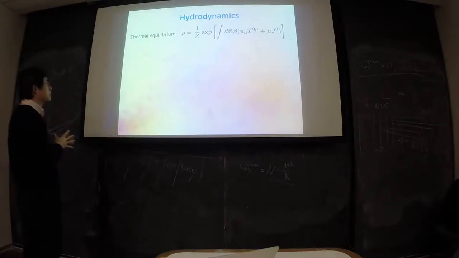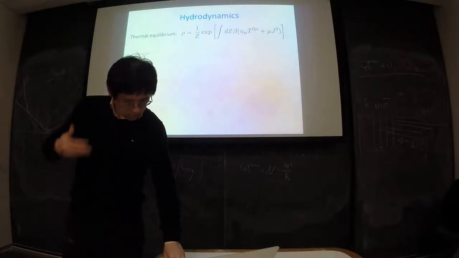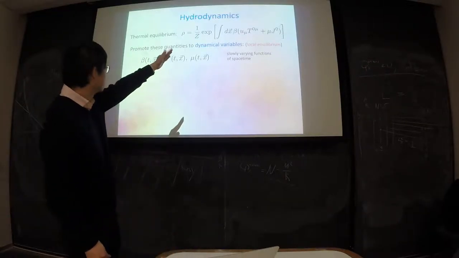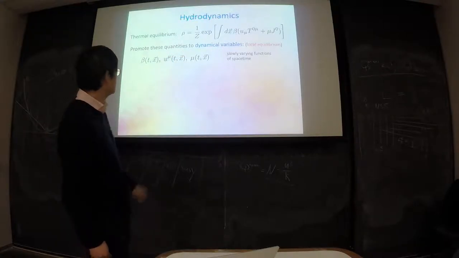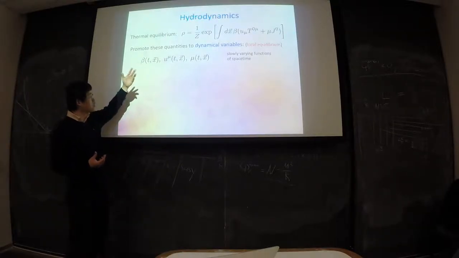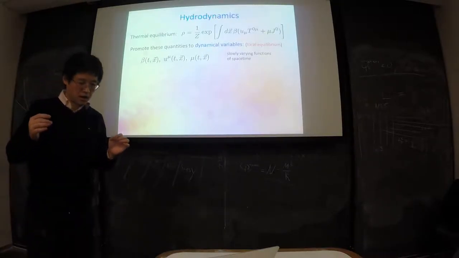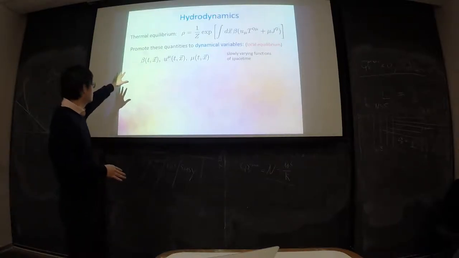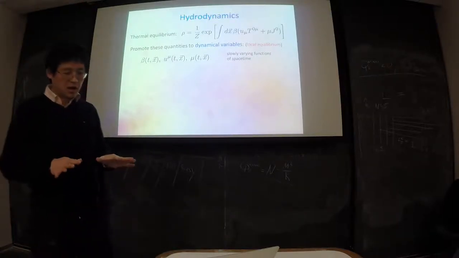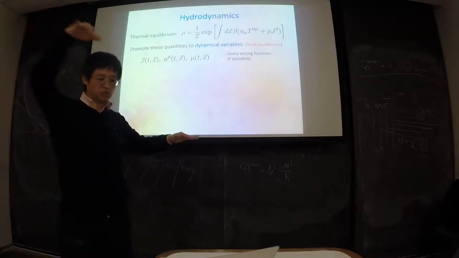So in the equilibrium, I can talk about my grand canonical density matrix. And now let's consider non-equilibrium excitations, how do we do that? What we do is essentially promote those quantities, the beta, u mu, and the chemical potential, into dynamical variables. Of course, they are assumed to depend on spacetime in a very slow way. So they are slowly varying functions of spacetime. The assumption behind this is that locally you still have some equilibrium, and only when you look at large distances will you have disturbances.